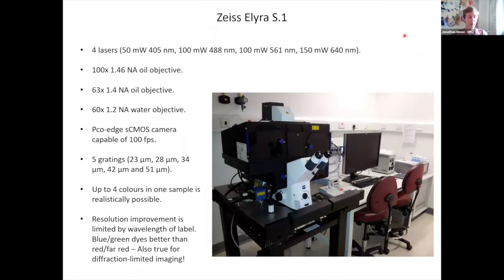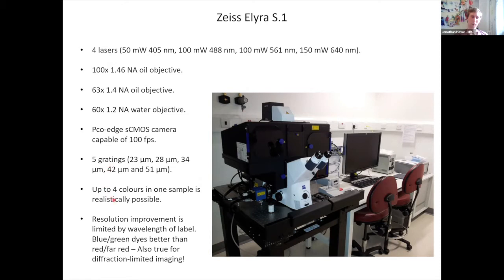So we're very lucky to have a SIM microscope here at the LMB, which is made by Zeiss. It has 4 lasers for blue, green, red, and far red excitation. It has several high NA lenses. The resolution in SIM is still linked to the NA, so you want to start with as high an NA as possible. The camera is very quick, which is helpful because you have to take a lot of images. It's also very sensitive. And then there are several gratings, which are the mechanical components, which you can select the optimum grating in order to project into your sample the finest possible pattern.